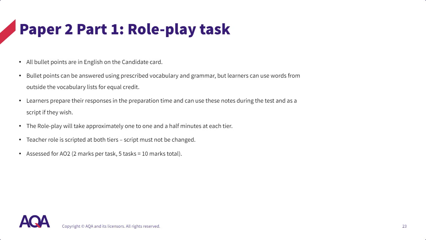All of the tasks can be answered from the prescribed vocabulary and grammar, but students can respond using words from outside the list if they wish, and this is credited equally. For example, if the student is asked what their favourite sport is, they can answer badminton, even though badminton is not on the vocabulary list. This principle applies across the speaking tasks.